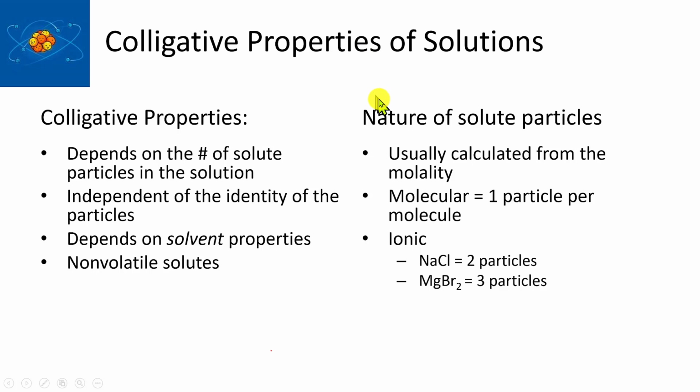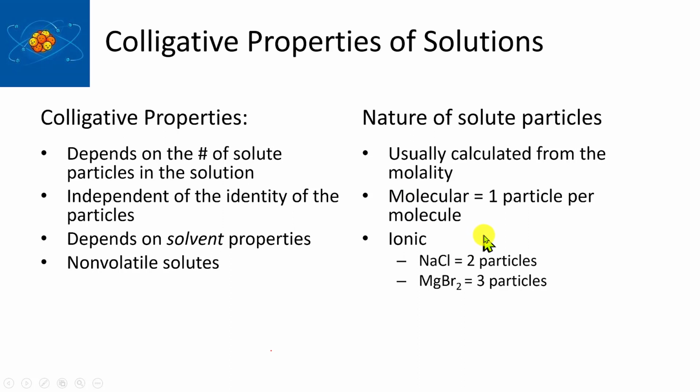Now, if the solid is like sodium chloride, the one thing about ionic compounds that's important to understand is that they tend to produce more particles than there are moles of substance. For example, 1 mole of sodium chloride theoretically can produce 2 particles, and magnesium bromide could theoretically produce 3 particles.